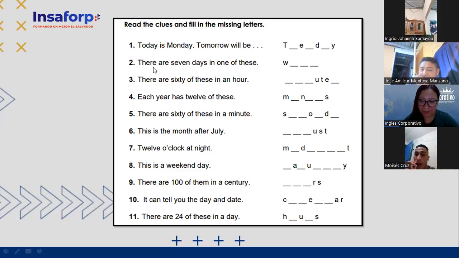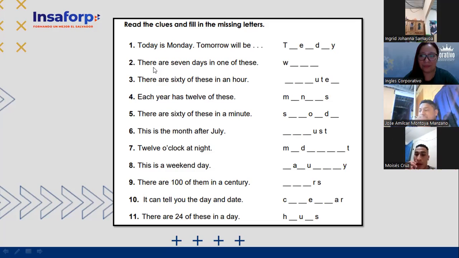There are 100 of them in a century. Hay 100 de ellos en una centuria. En un siglo, ¿verdad? No sé si estará bien, la voy a deletrear. E. A. R. S. ¿Cuál es la palabra? Year. Yes, years. Yes, okay. There are 100 years in a century. That is correct. Very good.